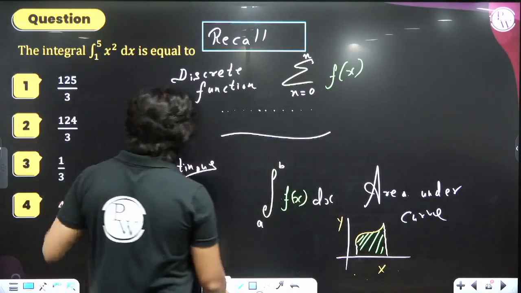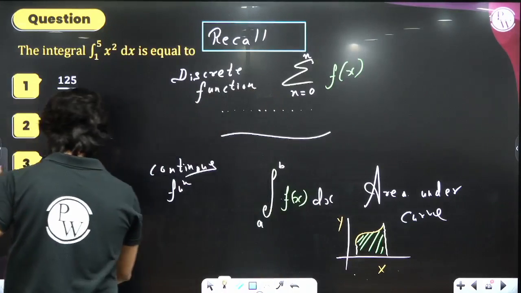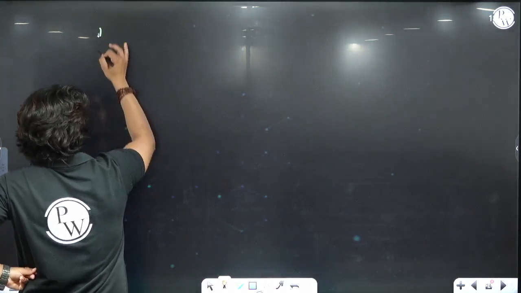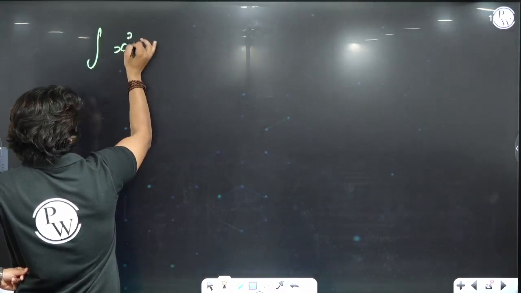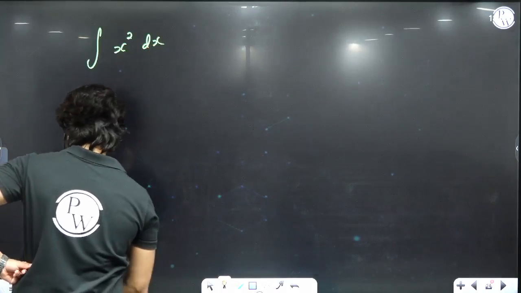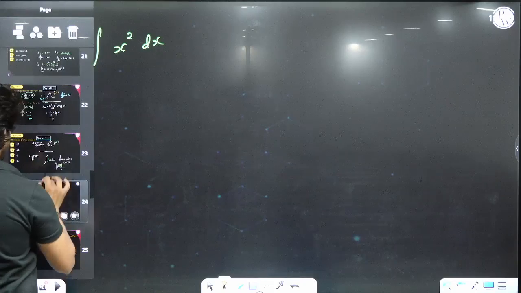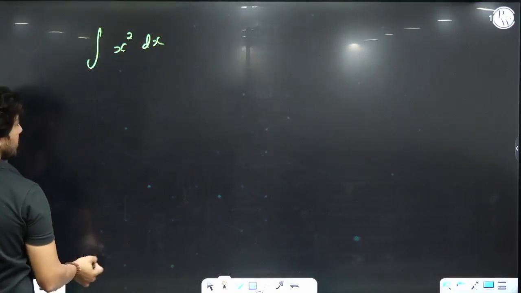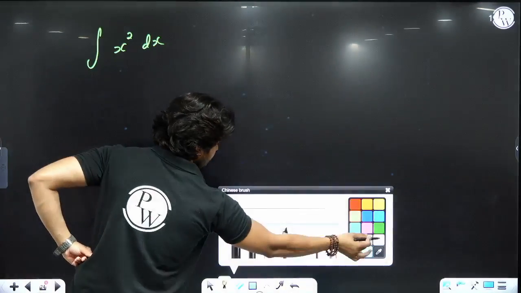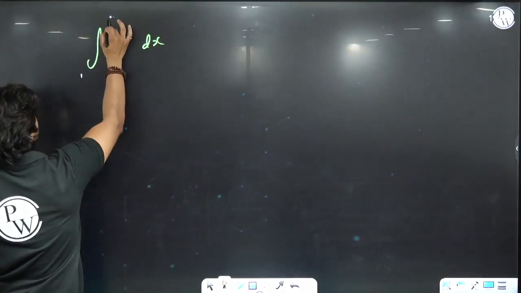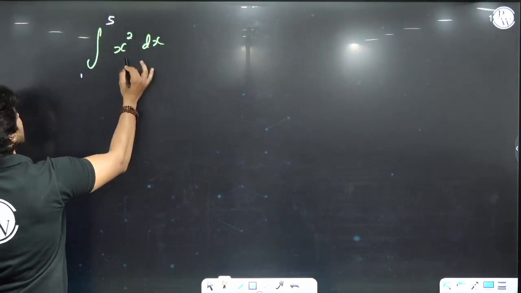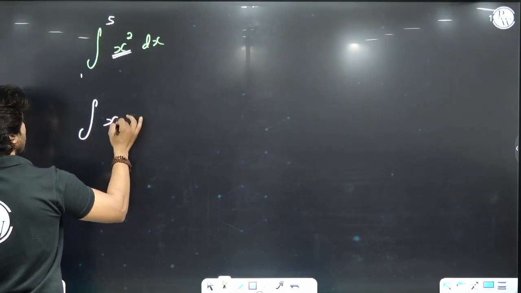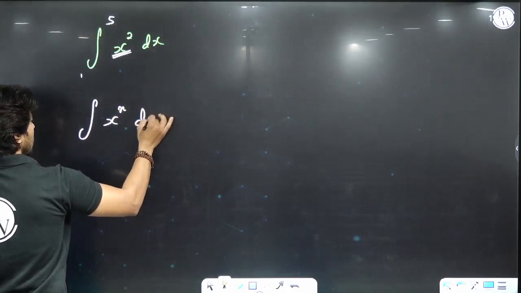Now, how to deal with this kind of question? Let me write it on the next page. It's the integration of x square dx. And the limits being given to you are from 1 to 5. Okay, fine. Integration of x square dx. What is the integration of x to the power n dx?